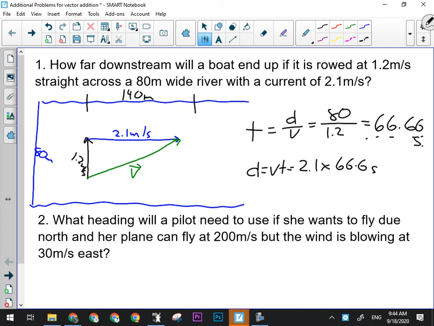So these two velocities are happening at the same time, not one after the other. Okay? They're happening at the same time, but we still draw them like they're happening one after the other. Okay, so this is what we call a rowing across type question.